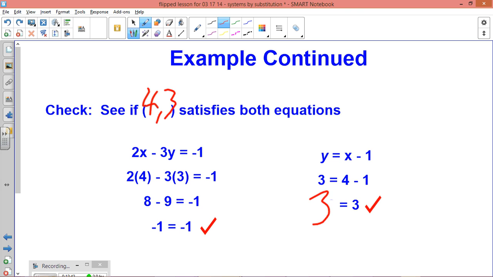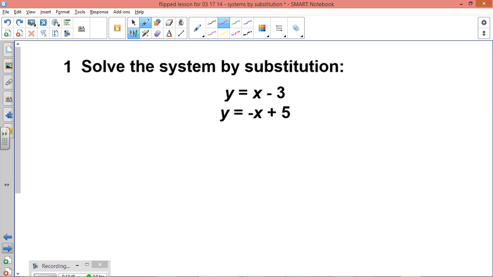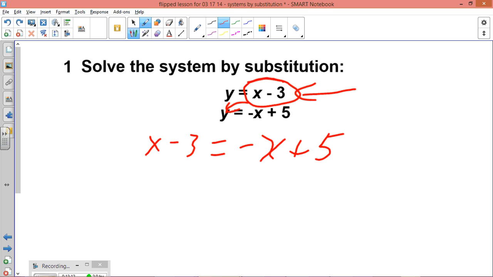Let's do one more problem, and then I'm going to set you guys loose. So the first one, step 1, solve for one variable. What do you know? They're both already solved for y, so I have my choice of which one to use. I'm going to choose this one here. I'm going to take x minus 3 and replace it for y in the other equation. This gives me x minus 3 equals -x plus 5. Perfect. Now I just solve.